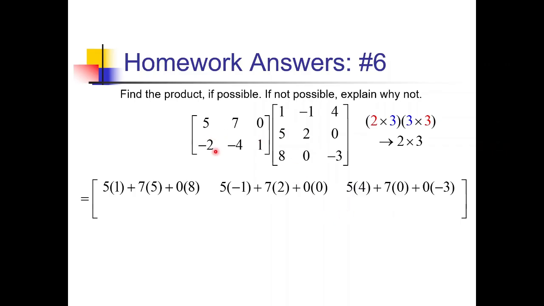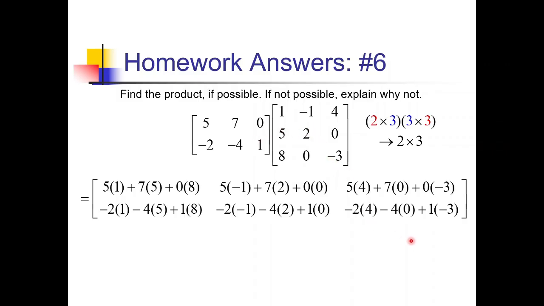Next up, we'll do our second row, dot multiplied by all the columns. So negative 2 times 1 minus 4 times 5 plus 1 times 8. And then negative 2 times negative 1 minus 4 times 2 plus 1 times 0. And finally, negative 2 times 4 minus 4 times 0 plus 1 times negative 3.